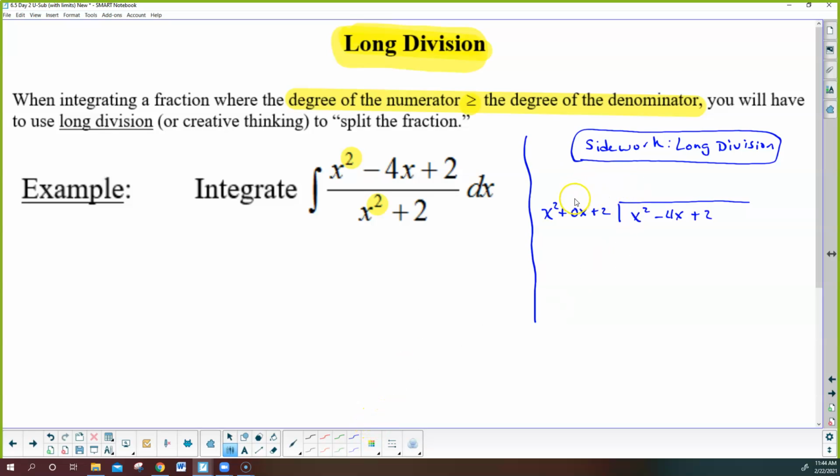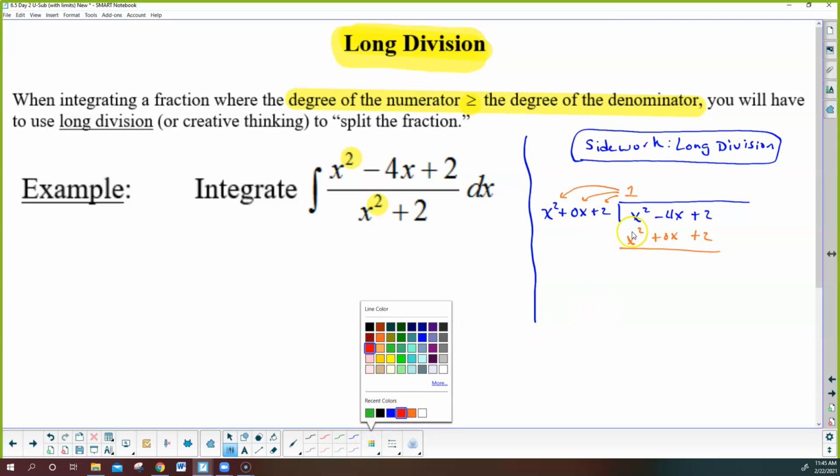All right, now if you remember how long division works, we want to find something to multiply this trinomial so it matches perfectly with this one. Well, x squared matches with x squared, so I'm just going to multiply by 1. I usually draw these arrows in. So 1 times x squared is x squared. 1 times 0 is 0x. And 1 times 2 is 2.